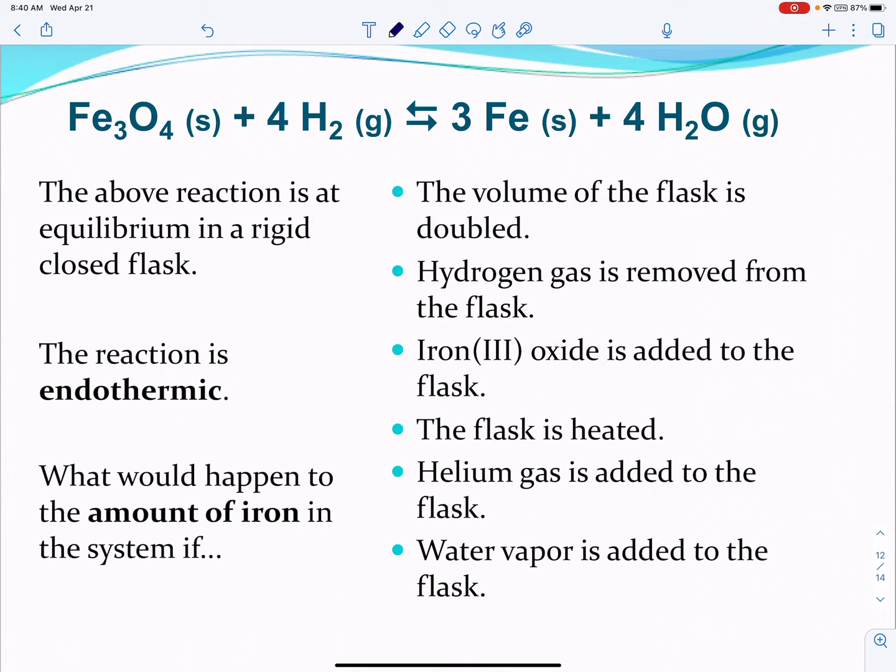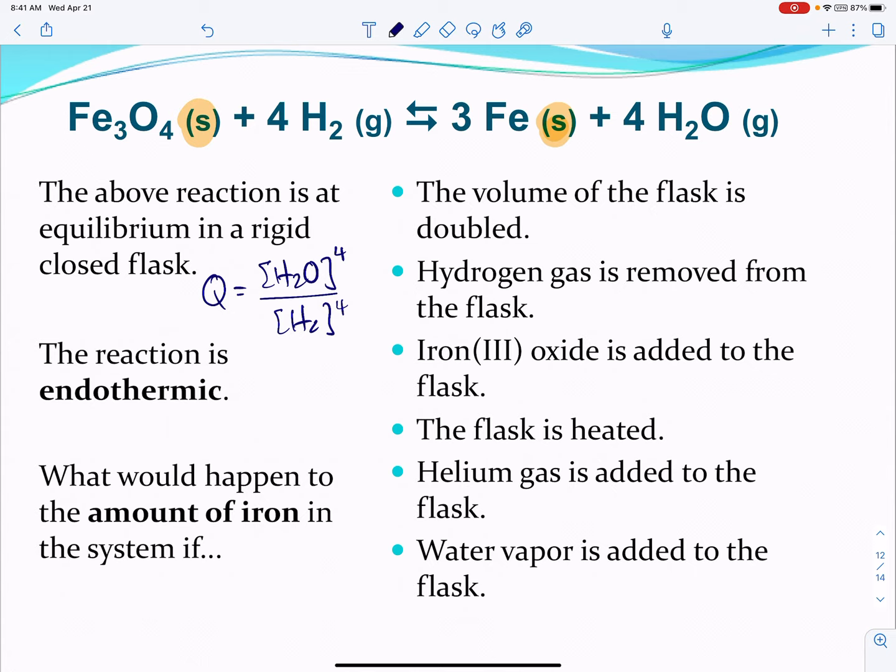So we have a new equilibrium. We notice again that it's heterogeneous. There's solid on the left. There's also solid on the right. All right, so you should pause the video, write the reaction down, and then write the expression for Q. So Q here is going to equal the concentration of the H2O to the fourth over the concentration of H2 to the fourth. We leave out the solids on the top and bottom.